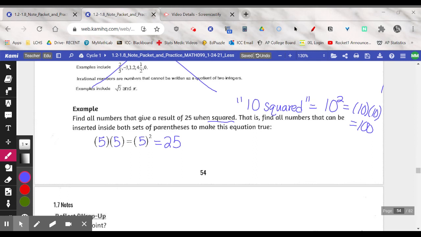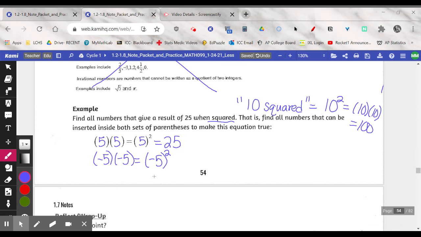However, there is another answer. And if we think of our lesson today, we've got positives and negatives. So what number will give us 25 as well when we square it? And that would be negative 5. Because when we square a negative, it's going to end up being a positive because it's a negative times a negative.